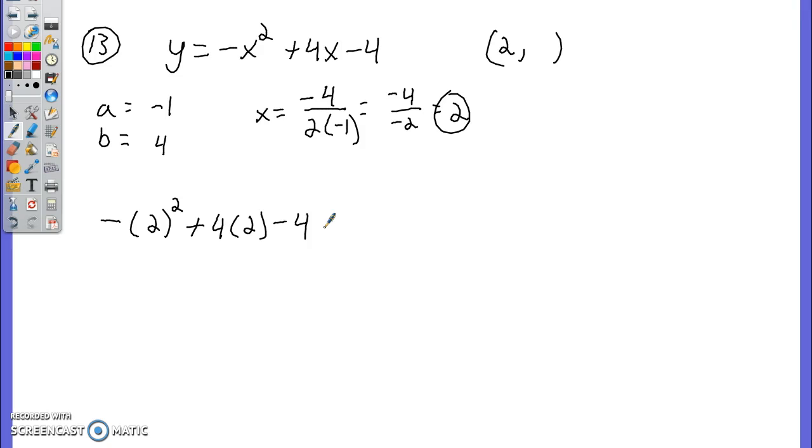I'm typing in the negative, parentheses 2 squared, plus 4, parentheses 2, minus 4, and it comes out to equal 0. So check your calculators, pause it if you need to. Make sure you're doing that math correctly. So (2, 0) is our vertex. So make sure we know how to find that.